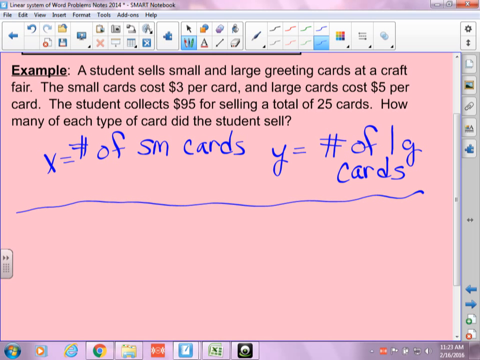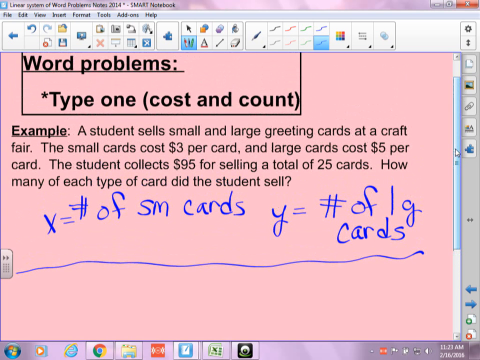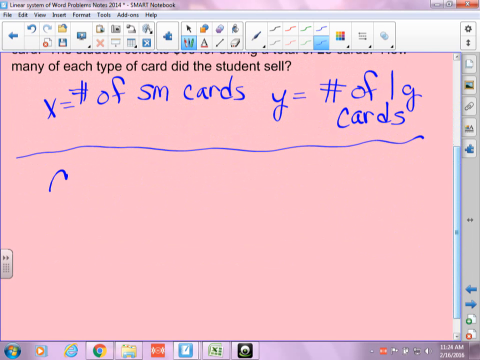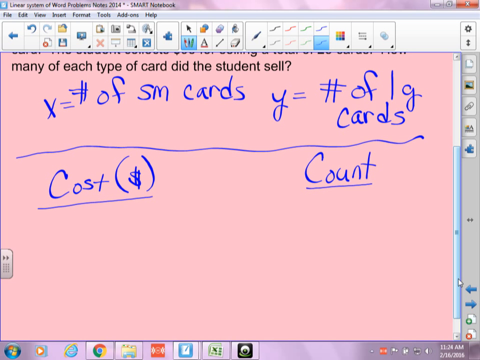What's step 3? I have to make 2 equations. Now, this type of problem I call cost and count. So I'm going to make 2 categories. One of my categories is cost or value with money. The other one is count. So when you do these types of problems, that's what you're going to do. You can have a category of cost and an equation for count. Okay? Let's look at count first.